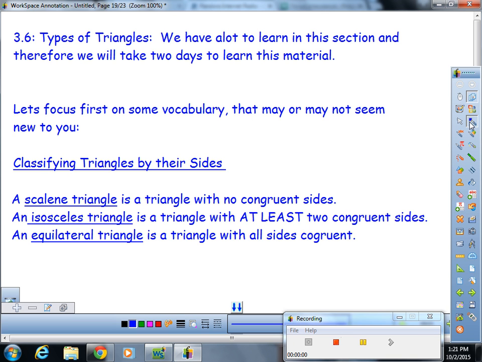Now look, this is what you're all going to get wrong on the next test. An isosceles triangle is a triangle that has at least two congruent sides. At least. That's the definition we go with. And then you've got an equilateral triangle, and that is a triangle with all sides congruent.